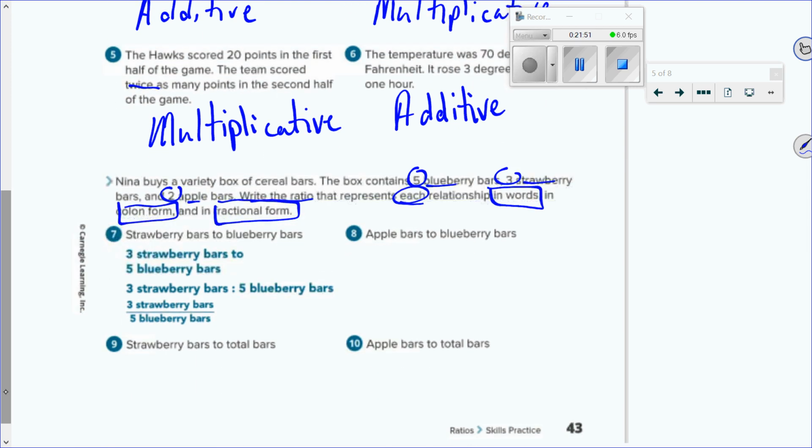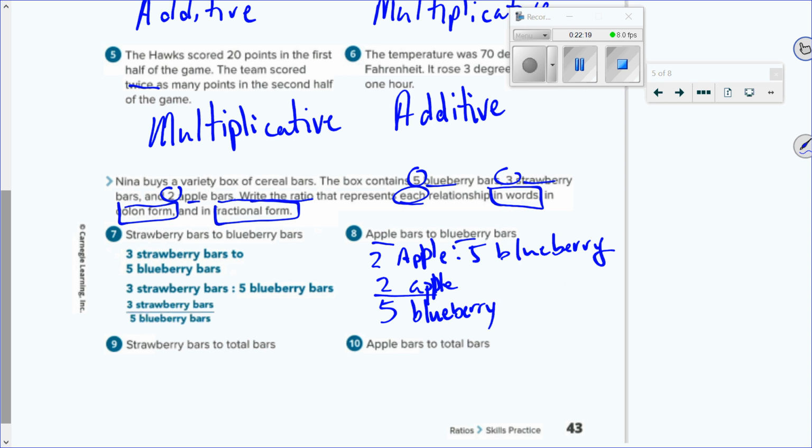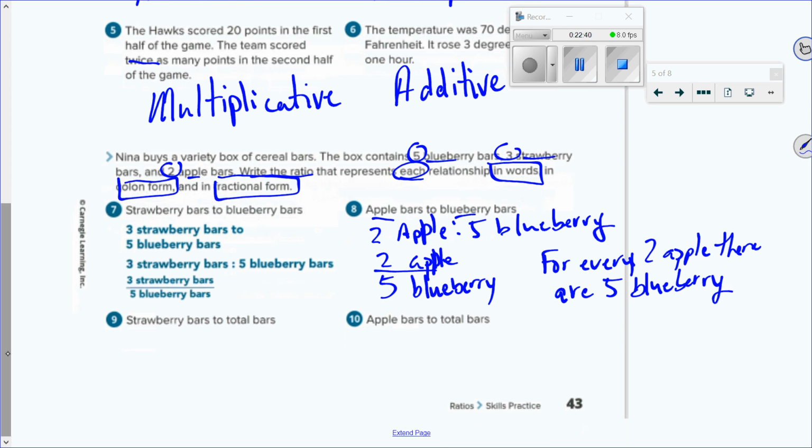Our next part, we're going apple to blueberry. Apple was 2, blueberry was 5. So that would be 2 apple to 5 blueberry. As we put it into a fraction, 2 fifths. Yeah, a lot of trouble with apple today for some reason. Apple to blueberry. And then in words, we could say something like, for every 2 apple, there are 5 blueberry. Does everybody understand this concept of how to write all the different forms?